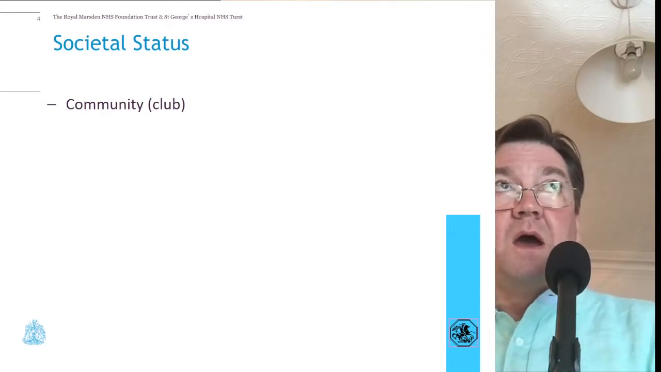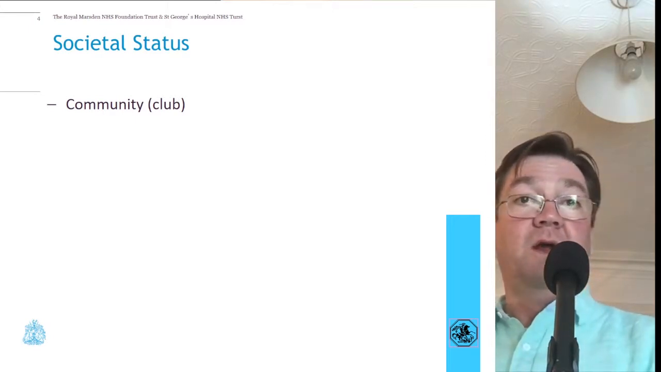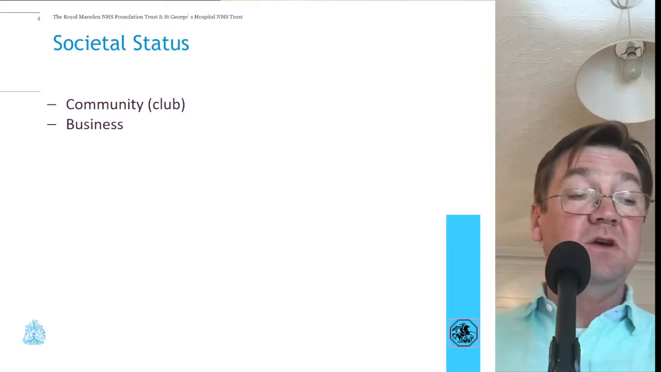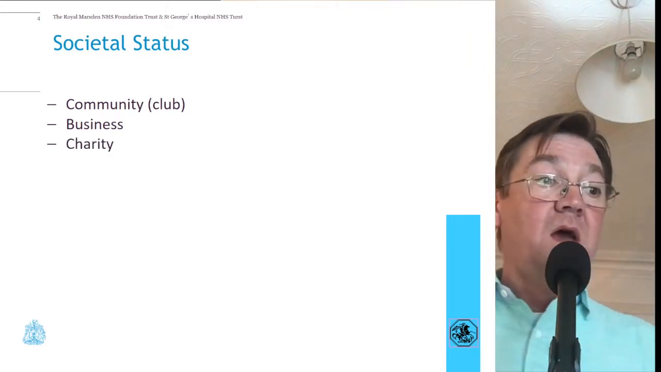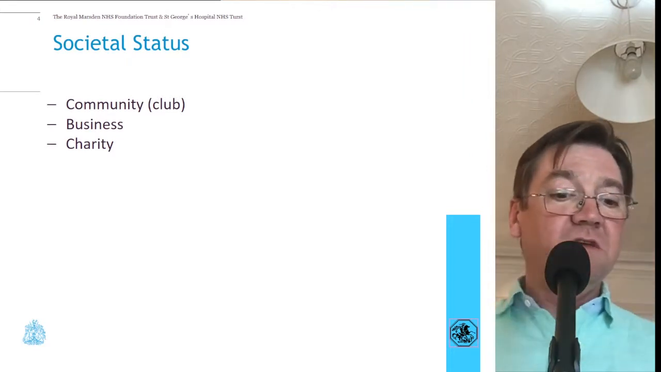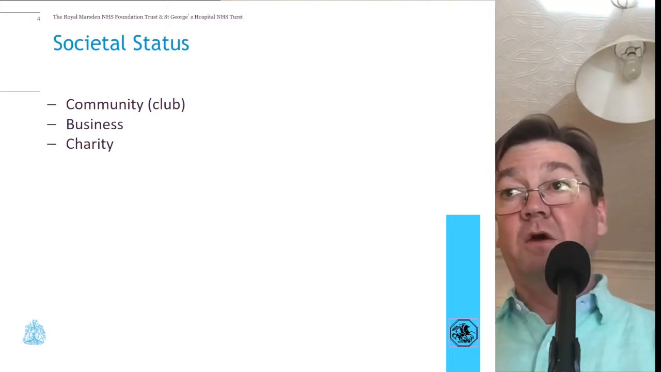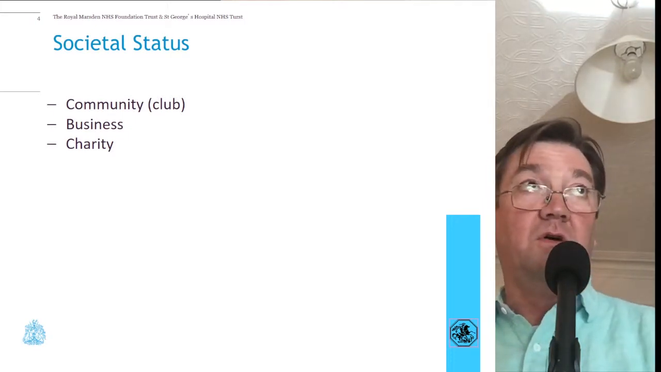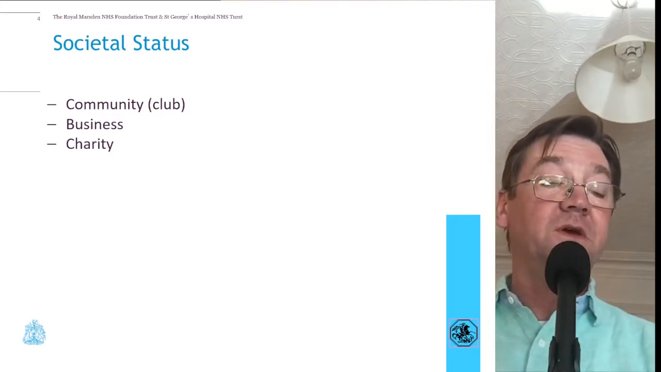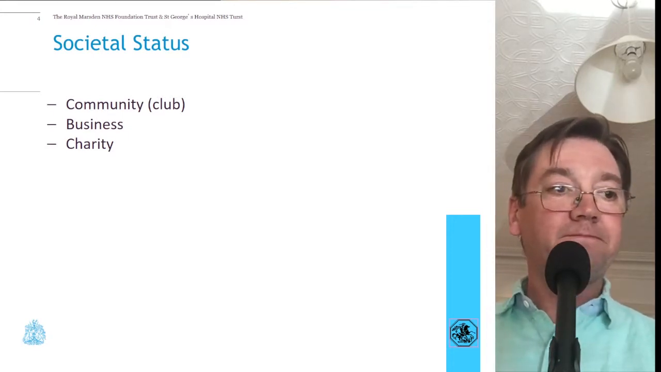If we're going to talk about societal status, you can either be a community or a club, which basically means that you've got a joint account. You can either be a business, which means you're trading, in which case you have to pay tax, or you can be a charity. The long and short of it is that if you are trading, in other words, if you're taking money off anyone, for example taking money off a company for sponsorship, then you are likely to be a business unless you're a charity.